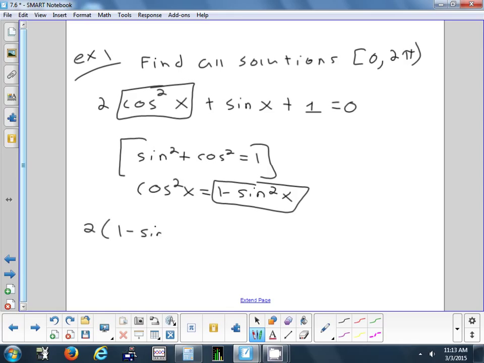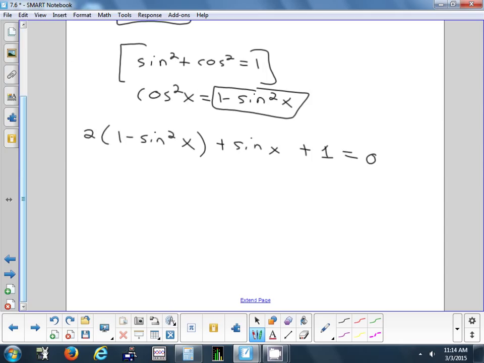Put it in parentheses because you're doubling something that has more than one term, so that's a distributive property. Keep the sine x, keep the plus 1. Now I'm going to distribute. Okay, James, what's 2 times 1? 2 plus 1, 3. So let's do all that in one step. So there's my constant. I get 2 times negative sine squared is negative 2 sine squared plus sine x plus 3.